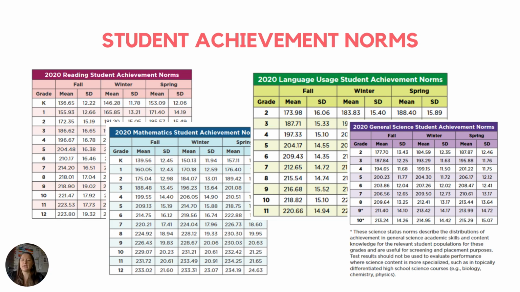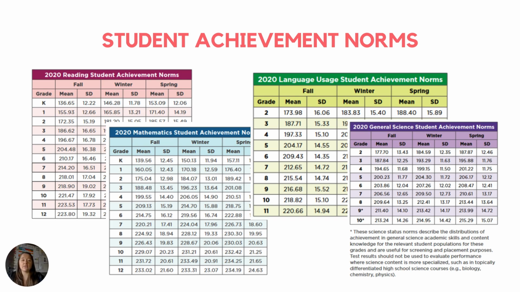With this data, we can interpret individual reports for individual students based on grade level norms, which provide a reference point for understanding student performance. For example, grade 2 students in the fall had a mean RIT score of 172.35 and a standard deviation of 15.9, indicating the expected range of scores.